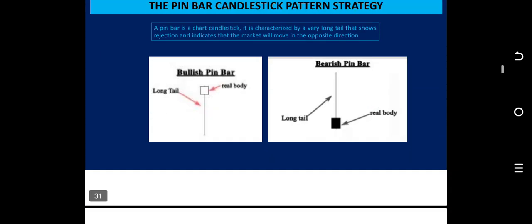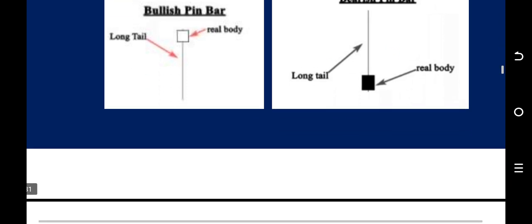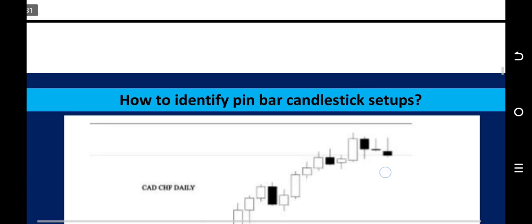Look at this, these are the pin bars. This is a bullish pin bar, this is a bearish pin bar. Bullish simply means that when it happens at the down part of a trend, it shows that price is going to be bullish. A pin bar is a candlestick characterized by a very long tail that shows rejection, and it indicates that the market will move in the opposite direction. By the time we see it in the chart, you will see how it's being used to trade.